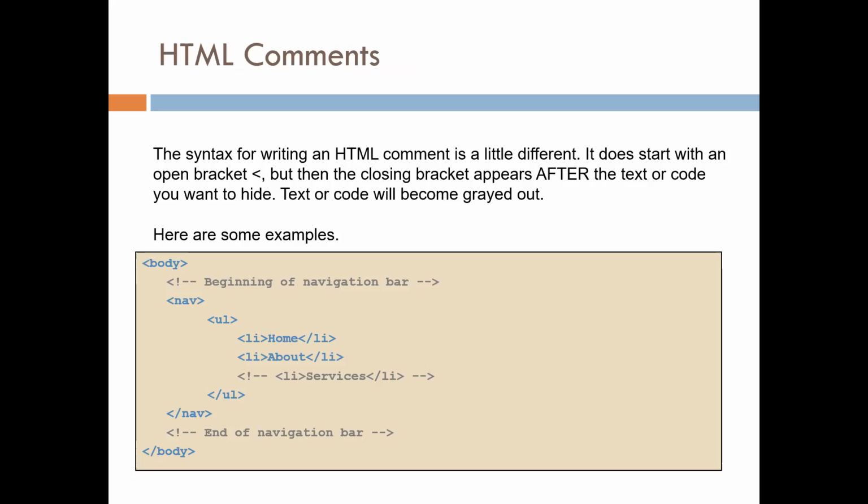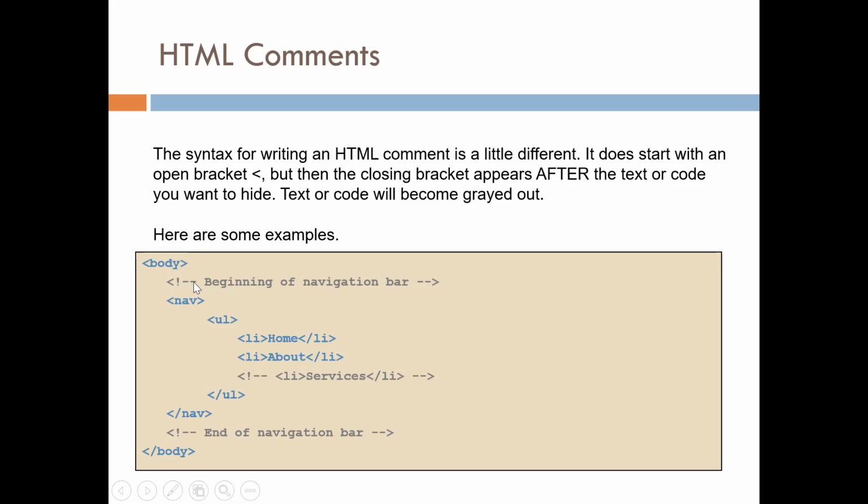HTML comments. The syntax for a comment is an open bracket and then an exclamation mark. Now we've seen that, we've been using it since the very beginning for doctype. Now for a comment though, after that we need 2 hyphens, okay? So 2 dash symbols. So I'm looking at this right here on the PowerPoint. The open bracket, exclamation mark, 2 hyphens.